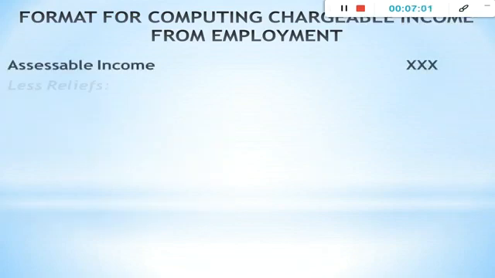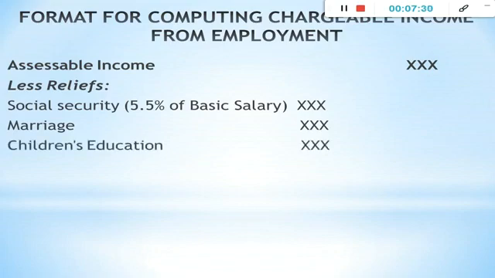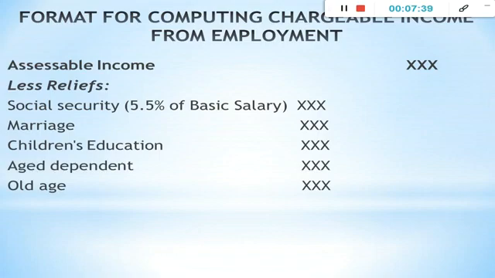Then from there, when we get assessable income, we less our reliefs. Our reliefs, we have already spoken about them, but one additional one we need to speak about is the social security relief. This is a compulsory relief individuals are supposed to pay, and the amount is 5.5% of the basic salary. So we charge 5.5% on the basic salary to ascertain the social security relief, followed by marriage or responsibility. Remember the amount 1,200 here. Then child education, which is 600 per child, and the maximum number of children is 3. Then we spoke about the age dependent, which is 1,000 per dependent, and the maximum is up to 2 dependent children.